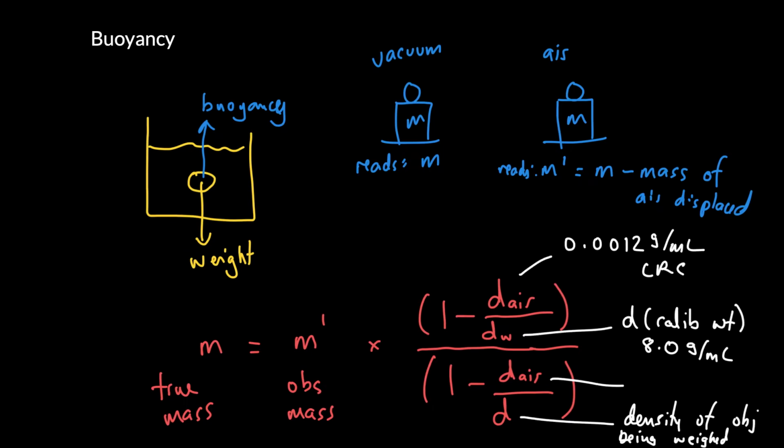Now we can see here, if the object being weighed has the same density as the calibration weight, then the top and the bottom will be identical, and so the observed mass we see will be equal to the true mass. So if we're always going to be weighing things like brass on our balances, we don't have to worry about this buoyancy factor at all, so everything's totally fine. If we weigh things that have a density lower than brass or greater than brass, this is going to lead to a shift in the observed mass compared to the true mass.